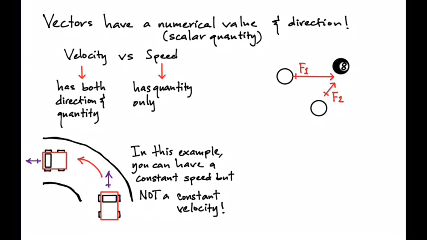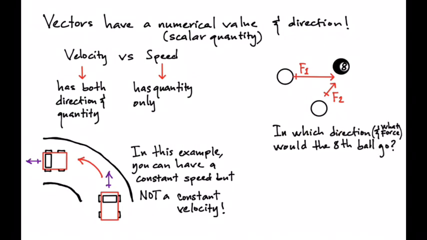So how do we add 2 vectors together? Well, here's a scenario. As an example, we have 2 cue balls that will simultaneously collide with the 8th ball. So the question here is, in which direction would the 8th ball go? Well, in order to determine this, we have to add the 2 vectors. So the first cue ball has a force called F1, and the second cue ball also has a force known as F2. Okay, so how do we add the two vectors together and find out which direction the eighth ball will go?